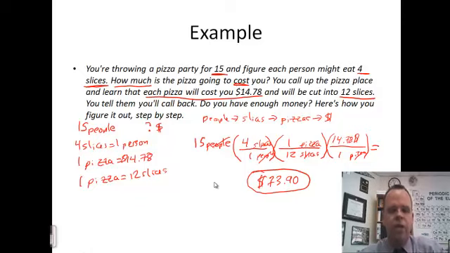So the last thing I want to do is check to make sure this answer makes sense. Does it make sense that we'd have about $73.90 worth of pizza? Well, 15 people, 4 slices each, that's 60 slices. That's going to end up being 5 pizzas. 5 pizzas at about $15 apiece. $73 seems very reasonable. So this answer makes a lot of sense.